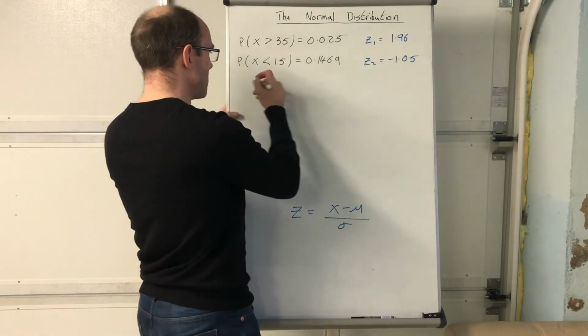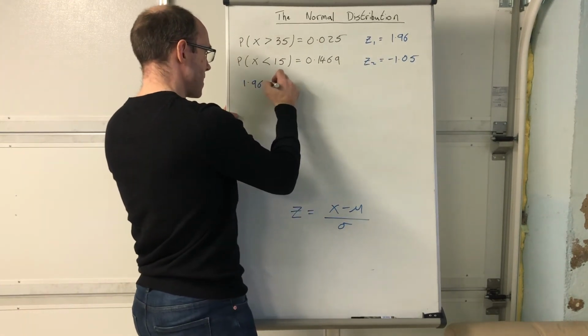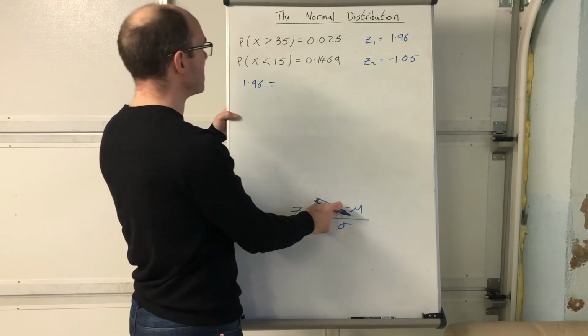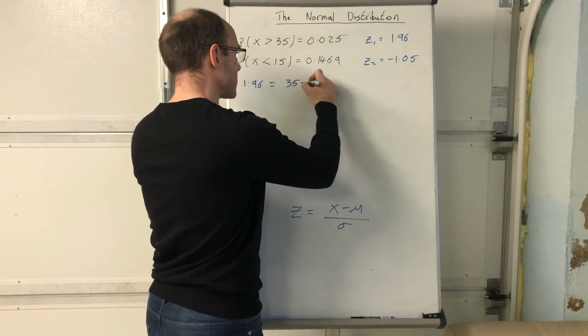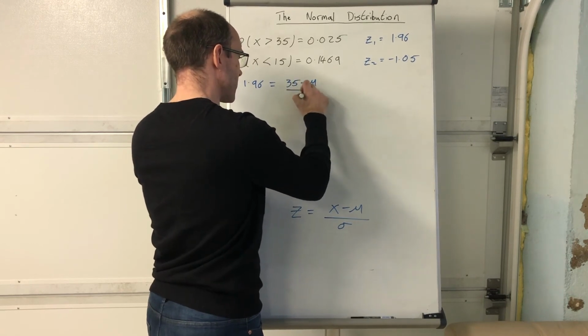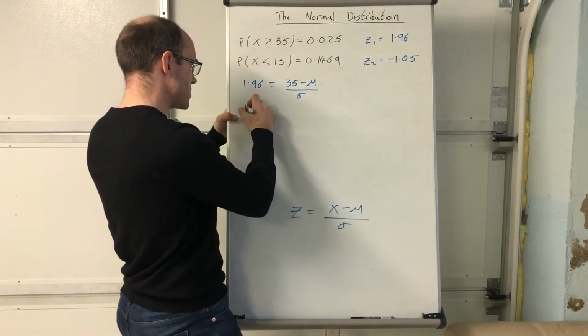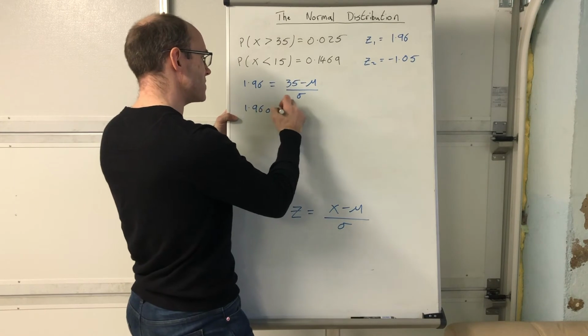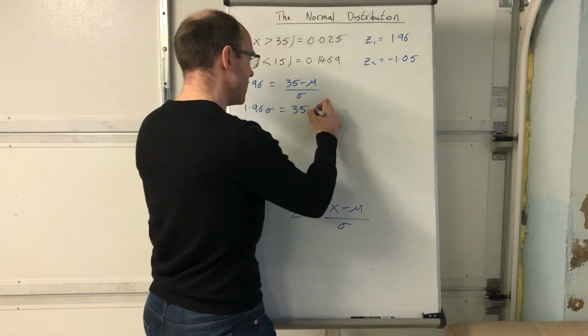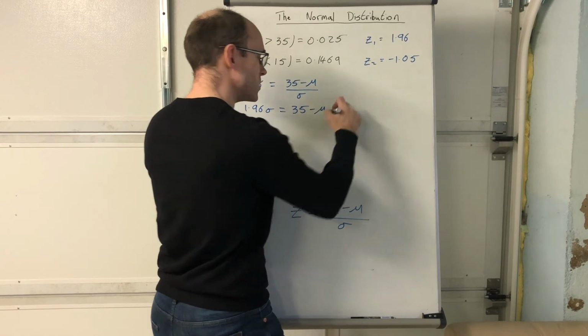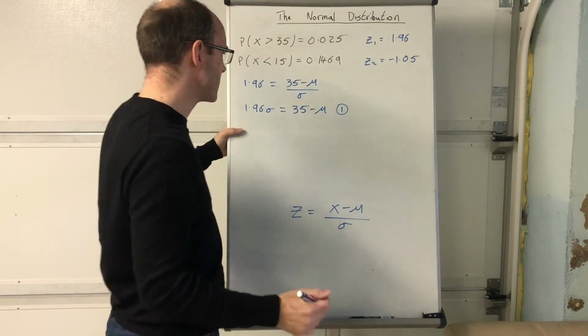So z1, 1.96, is equal to the corresponding value of x, which was 35, then subtract mu, over sigma. Okay, and let's just tidy that equation up a bit. If I bring the sigma over to the left hand side, I've got 1.96 sigma equals 35 minus mu. Call that equation 1, because we're expecting a second one, aren't we?